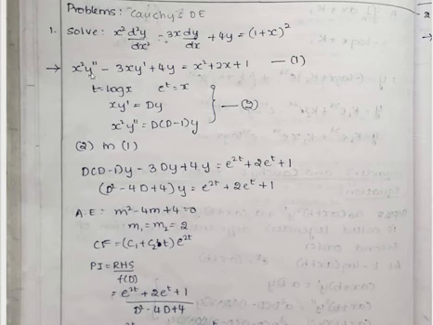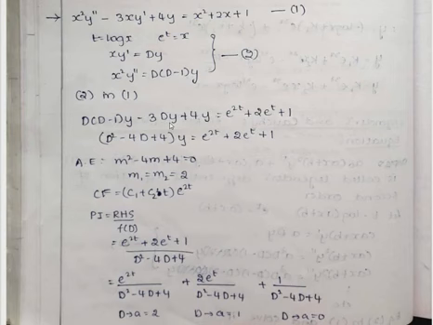Therefore what is x² y''? x² y'' is D(D − 1) y, and minus 3 into what is x y'? x y' is D y, plus 4 into y, that is equal to, here what is x? x is e^t. What is x²? (e^t)², which is e^(2t), plus 2 into what is x? x is e^t, therefore 2 e^t, plus 1, write as it is.